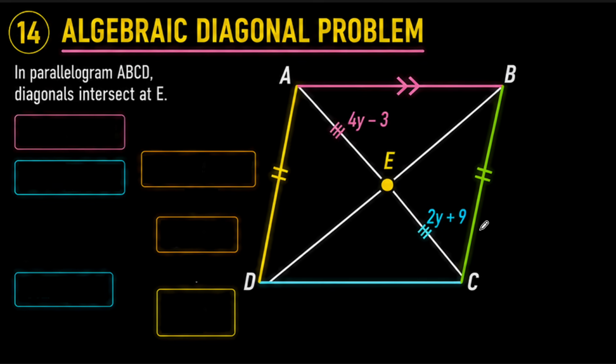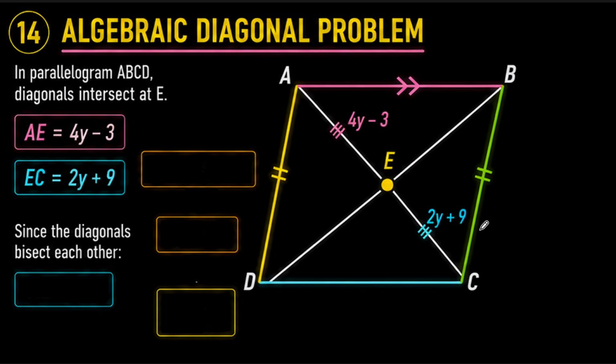So now, in a parallelogram ABCD, let's have a diagonal intersect at E. Sabihin natin, ang AE natin is 4y minus 3. Tapos, ang EC natin is 2y plus 9. Okay? So, what we're going to do is to know the fact that since the diagonals bisect each other, AE is equal to EC. Therefore, ang 4y minus 3 ay equal dapat sa 2y plus 9.